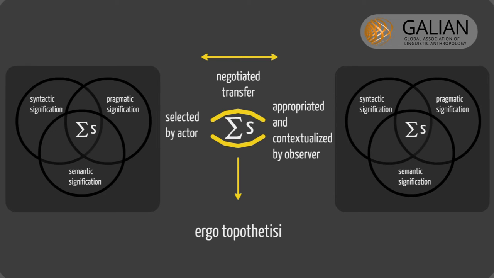doubled. We see the three circles on the left and the three circles on the right. And in the middle, we have a bridge of some sort. The circles on the left are the significations which occur within, and I use this term quite loosely here, within the actor, the expressor. The circles on the right are the significations which occur within the observer.